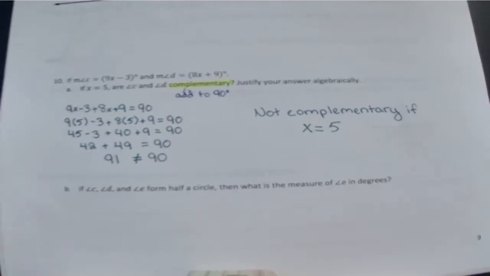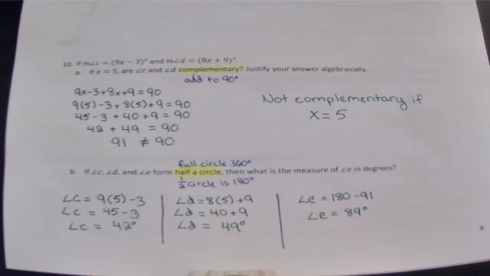Again, a little movie magic. Now with part B, it's saying if angle C, angle D, and angle E form a half a circle, then what is the measure of angle E in degrees? A full circle is 360 degrees. So if we only want half of that, half of 360 is 180. So basically it's like looking at it as if it were supplementary.